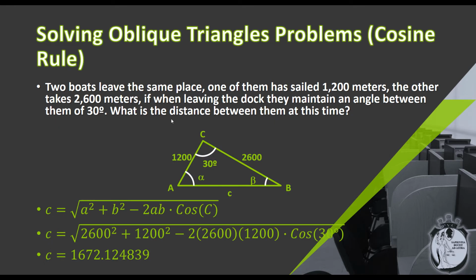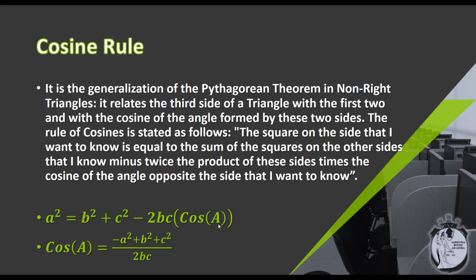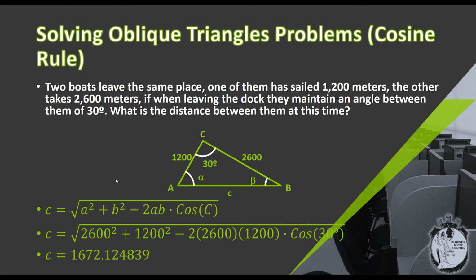So what is the distance between them at this time? Now you will use that formula, but remember, when it's squared, you need to take it to the other side as the square root. So you only need to use those values here. When you calculate that, this is the result of that measurement.